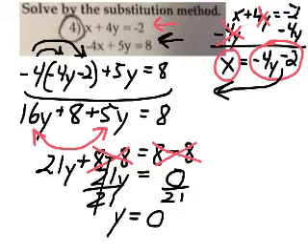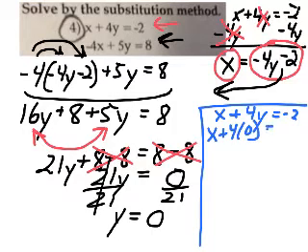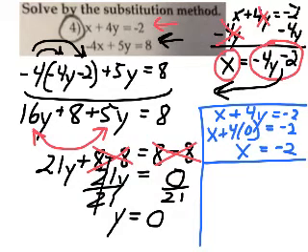If we stick it into the top equation, let me make some space here. We have x plus 4y equals negative 2. If I stick in 0 for y, we've got x plus 4 times 0 equals negative 2, which 4 times 0 is 0, so it's x equals negative 2. Now we just need to find out what y equals. So we'll stick the negative 2 back in for x, so negative 2 plus 4y equals negative 2.